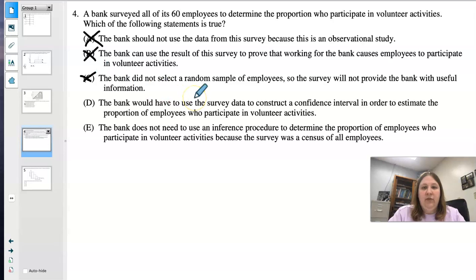The bank would have to use the survey to construct a confidence interval in order to estimate. So these two are kind of connected. An inference procedure is anything like a confidence interval or a test. Here we don't have a sample. We have all 60 of its employees. Anytime there's all of something, we're looking at the whole population. There's no need to do a confidence interval or a significance test because we have all the data. We do those things to figure out a claim about the whole population. We don't need to make a claim about it because we know exactly what it is.